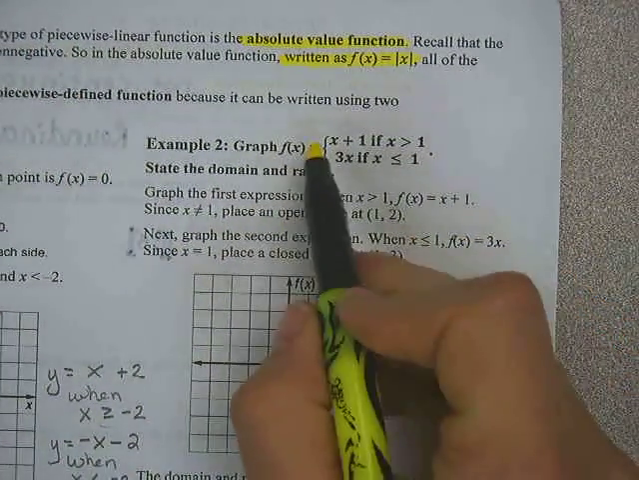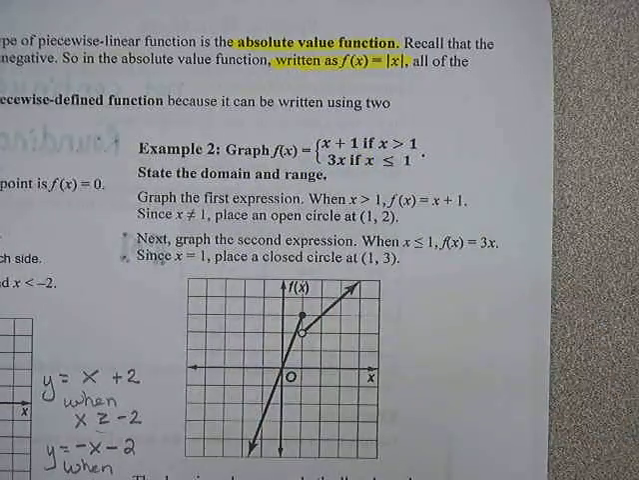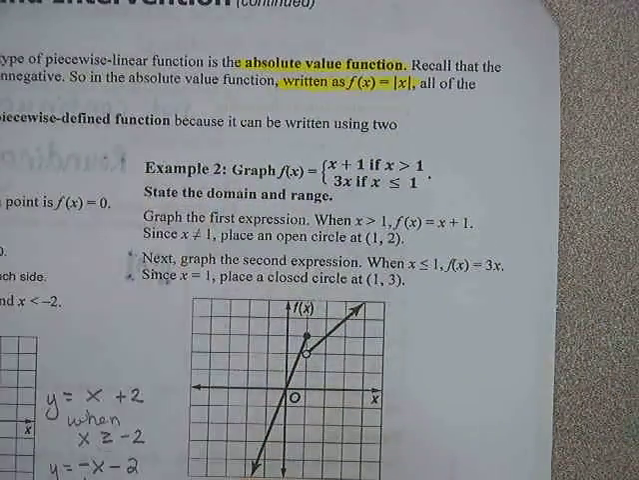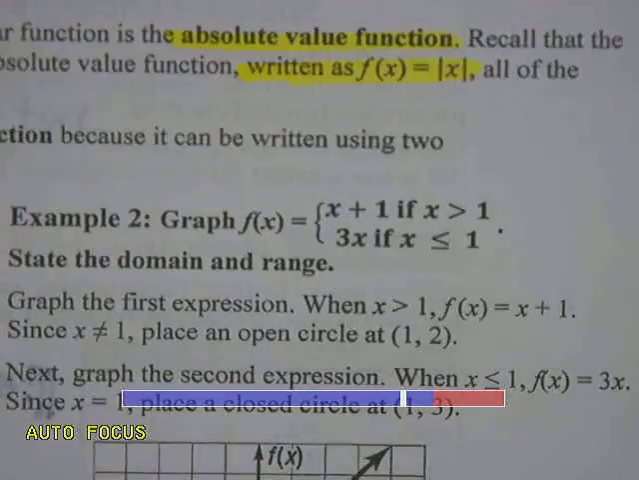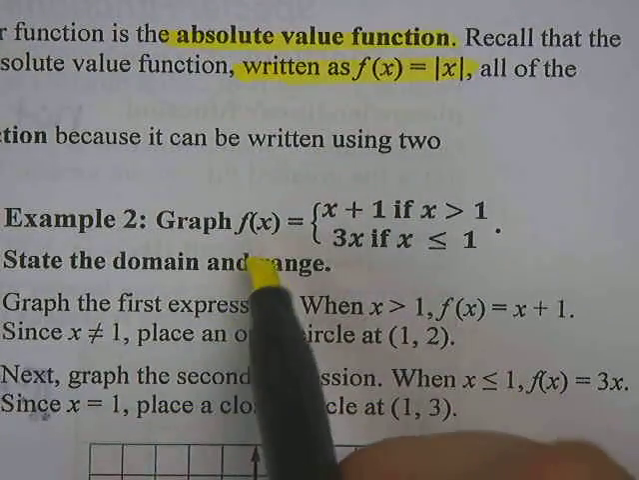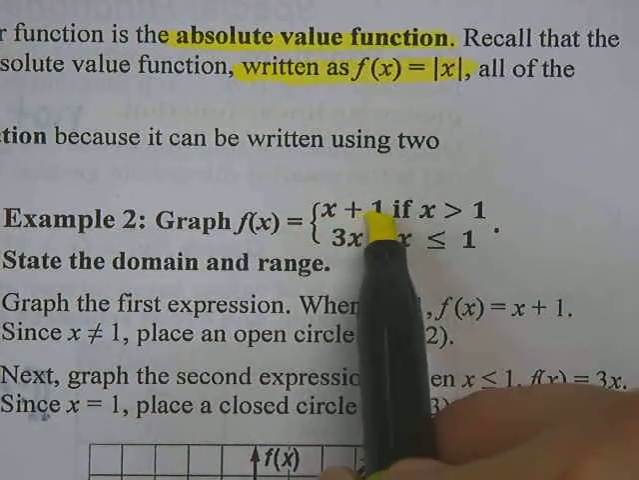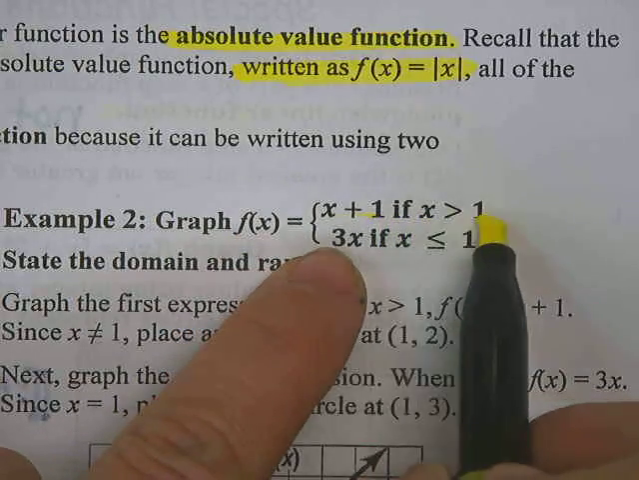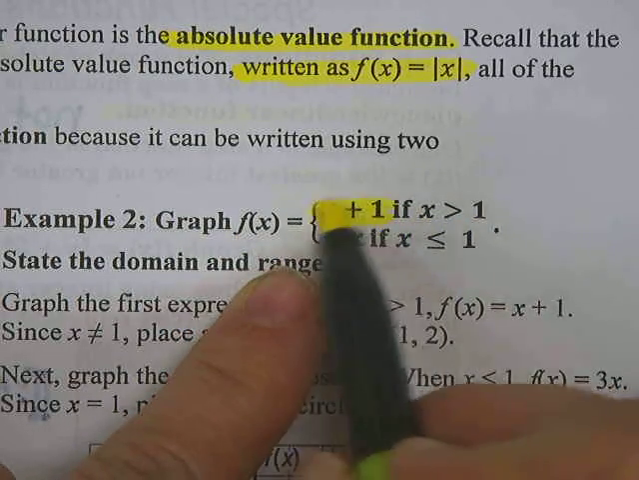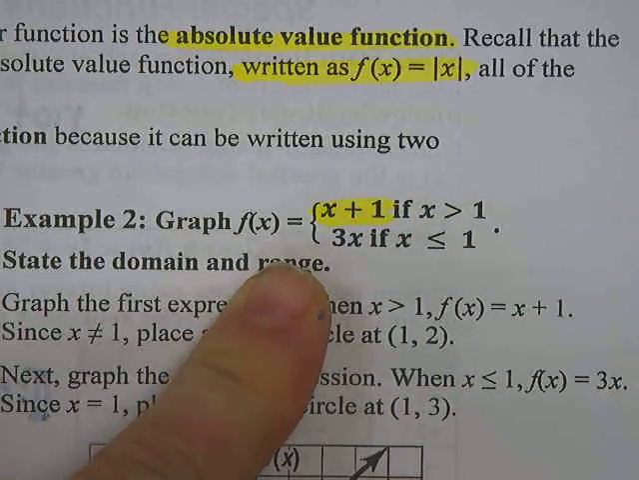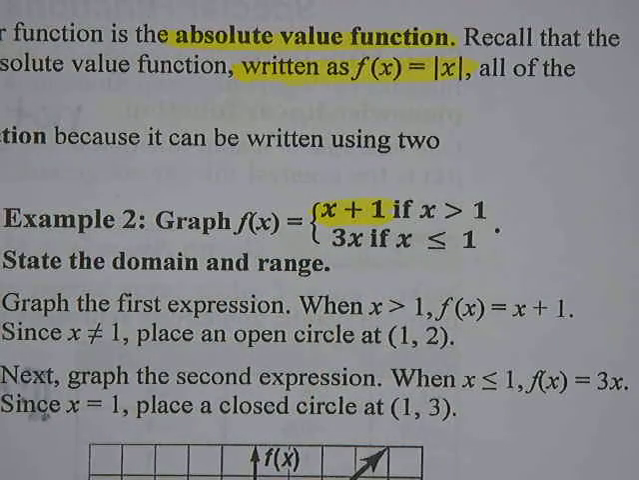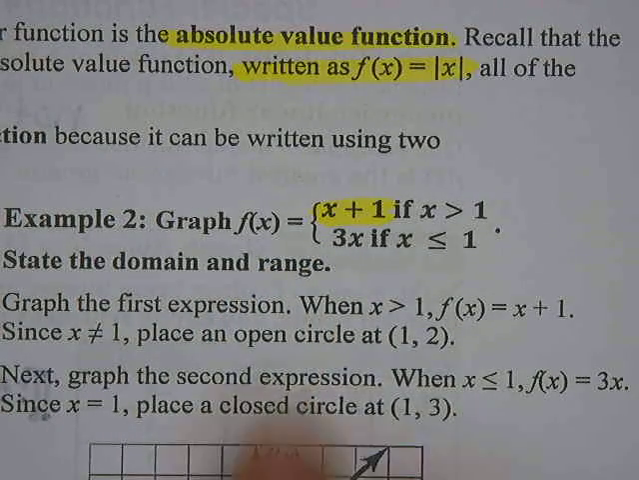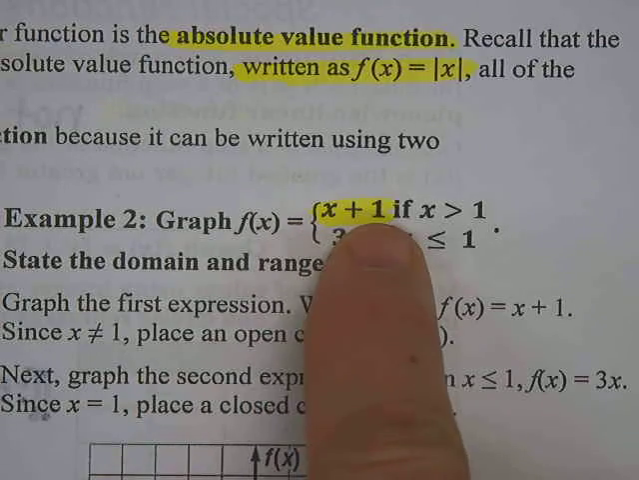Sometimes a piecewise function will give you both equations and the parameters. And trust me when I say it looks more difficult than it is. This is saying our function is x plus 1 if x is greater than 1. Well, what do you know about y equals x plus 1? Well, you should know that it's linear. It has a slope of 1 and a y-intercept of 1.